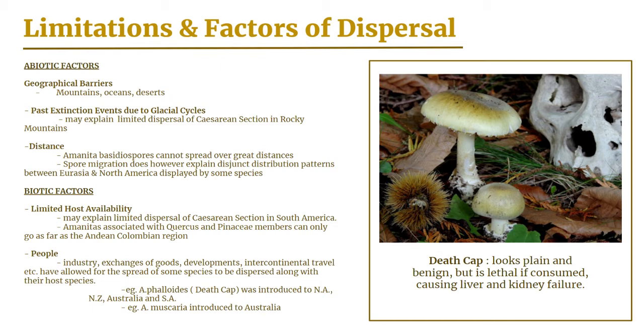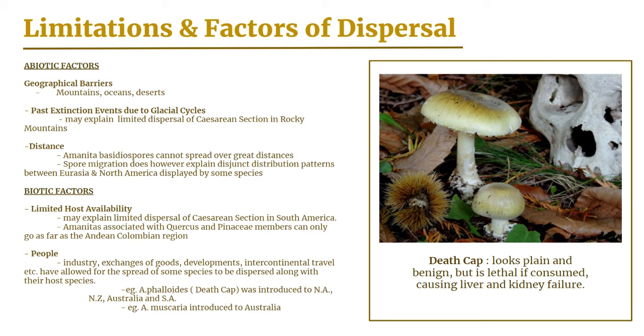Biotic factors can include limited host availability, so they need to have a host. If they don't have it, they can't really exist. This can explain the dispersal of the edible section in South America, or more like the lack thereof. Amanita is associated with oaks and pines. Members can only go as far as the Andean Colombian region.